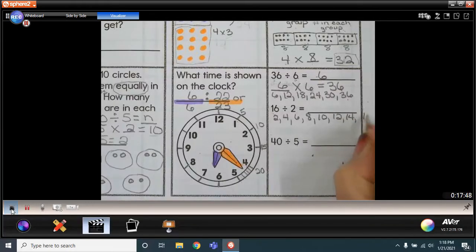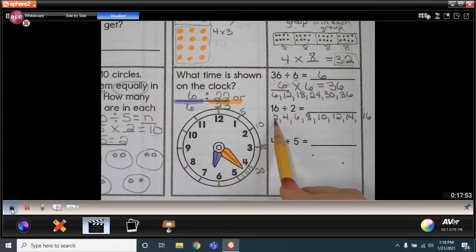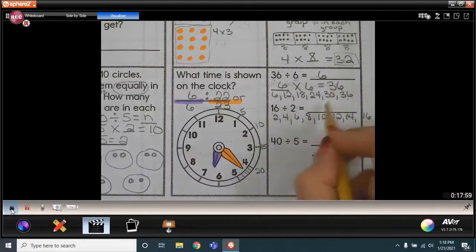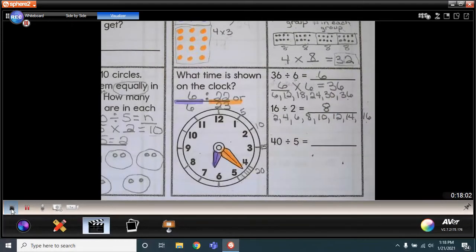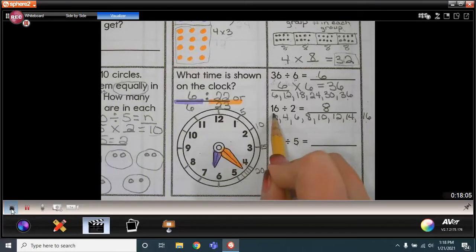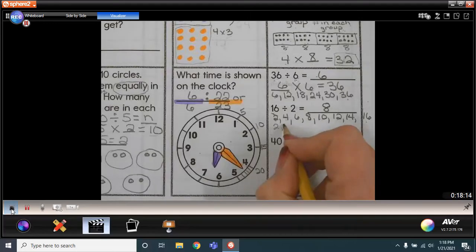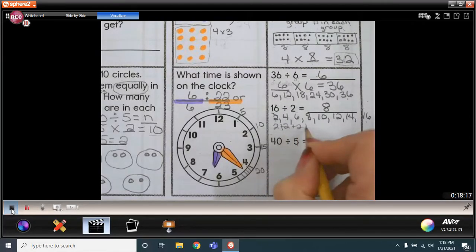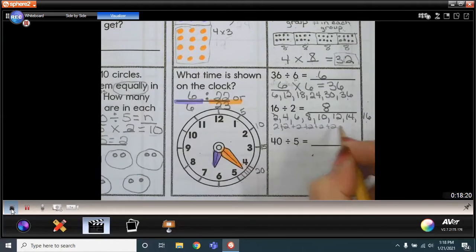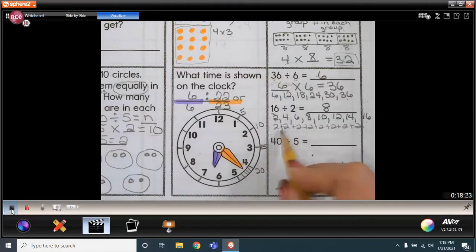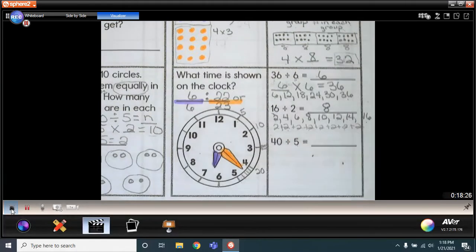And take out 2 more, now I've used all 16 up, and I can count how many groups of 2 I was able to take out. So 1, 2, 3, 4, 5, 6, 7, and 8. There are 8 groups of 2. So when you're taking your objects and putting them into smaller groups, you can find out how many groups of that amount you have. So I had 2, and 2 more, and 2 more, 2, 3, 4, 5, 6, 7, 8, until I get to 16.